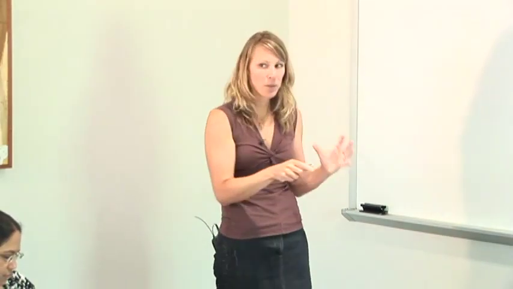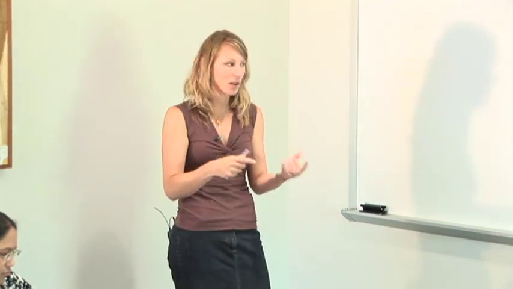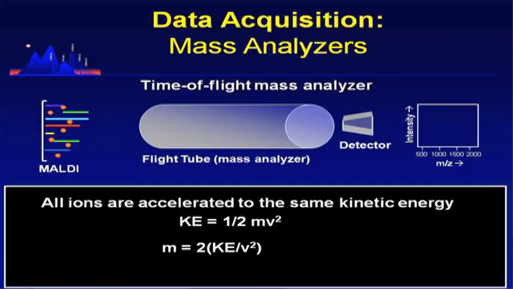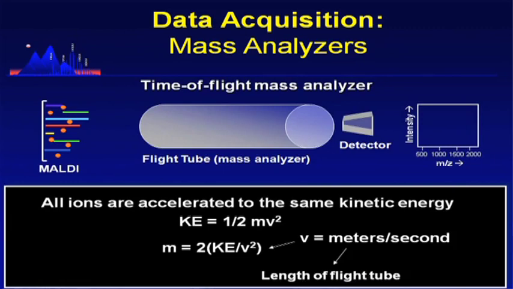Okay? And the way we correlate this time measurement with mass is based on this equation. We're trying to determine mass, so we can solve this equation using our basic algebra for mass. And then we look at our variables here. So v is velocity, and this corresponds to, as you know, meters per second. In this equation, the meters is going to be the length of our flight tube.